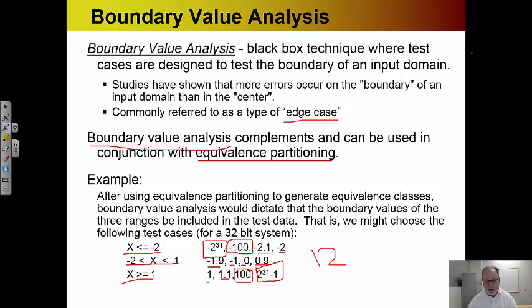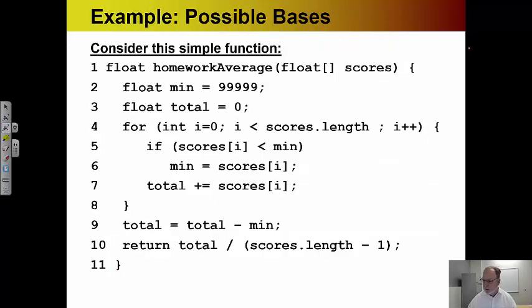All right. So taken together, equivalence partitioning and boundary value analysis can greatly help you to greatly reduce the number of tests that you do, and still be assured of the same level of correctness as exhaustive testing.